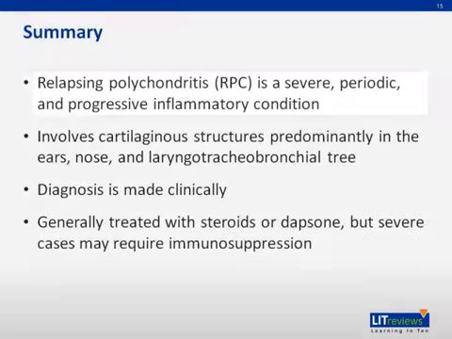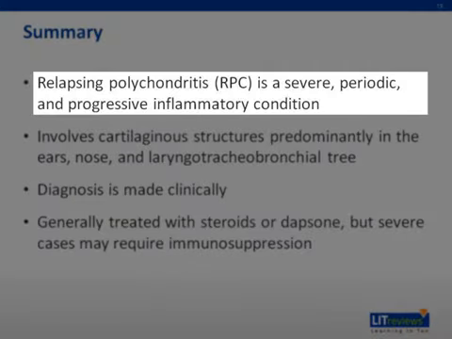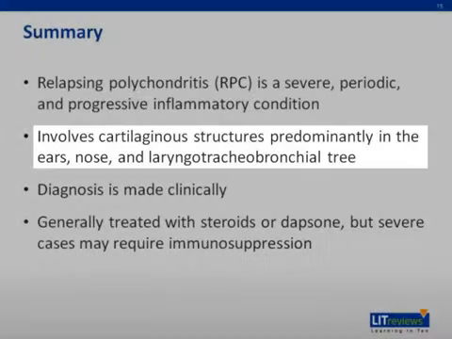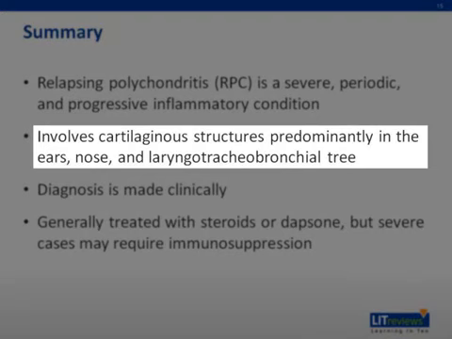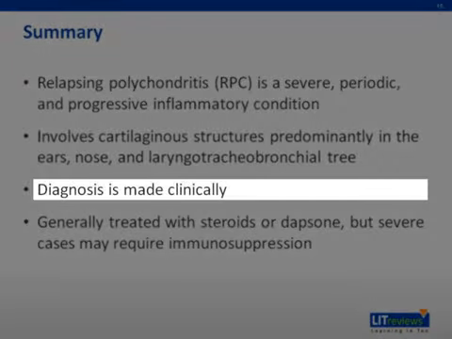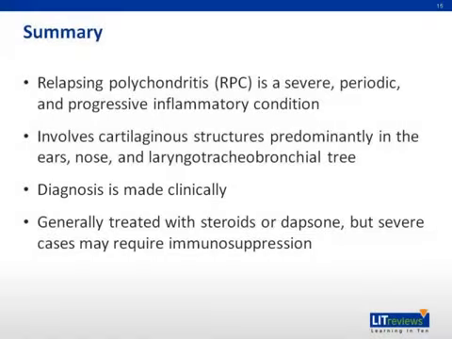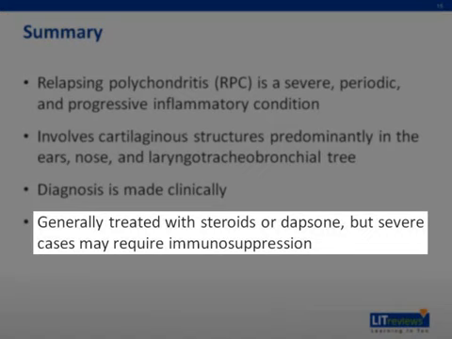In summary, relapsing polychondritis, or RPC, is a severe, periodic, and progressive inflammatory condition that can have a variable course. Most commonly, it involves the cartilaginous structures predominantly in the ears, nose, and laryngotracheal bronchial tree, although many other organ systems can be involved. Diagnosis is primarily made clinically, although biopsy and imaging can help. Finally, it is treated with steroids or dapsone for mild cases. However, severe cases may require higher dose immunosuppression.